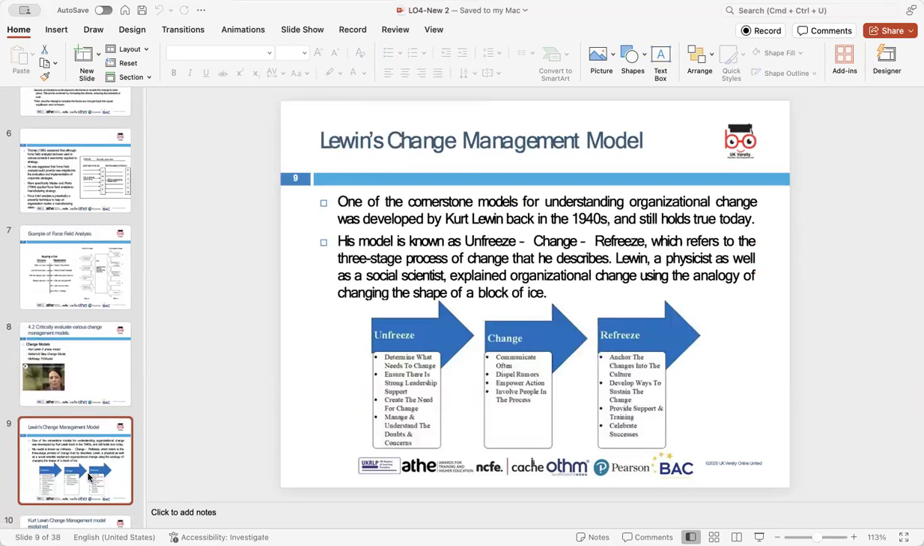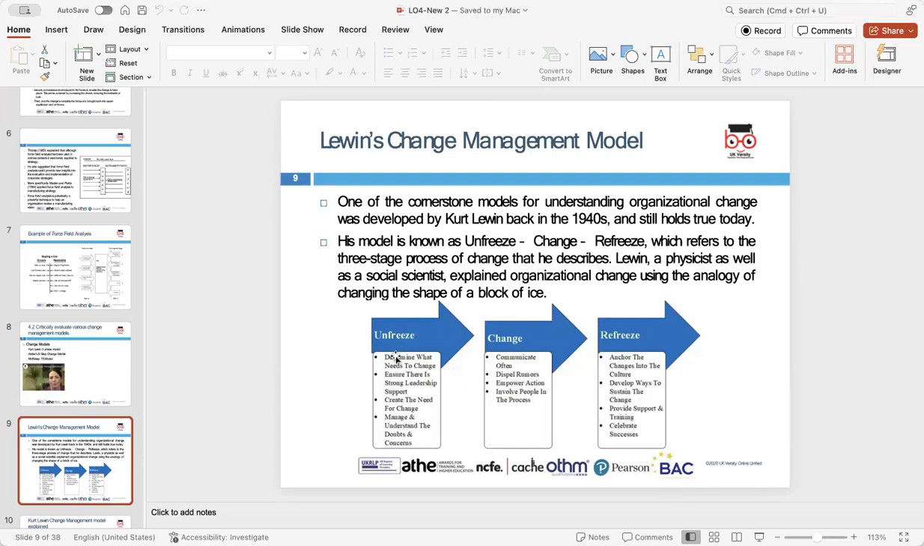So here is Lewin's change management model. Kurt Lewin developed a foundational model for understanding organizational change in the 1940s. This model remains relevant today, especially in change management discussions. It is known as the unfreeze, change, refreeze model. This model represents three stages that describe the process of change. Lewin, both a physicist and social scientist, explained this process using the analogy of transforming a block of ice into a new shape. Each stage addresses a specific part of the change.